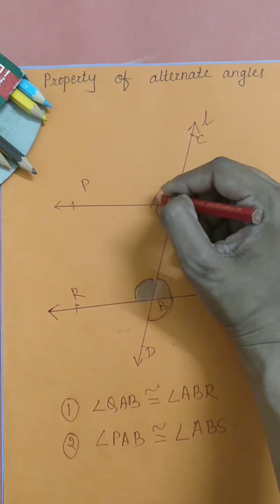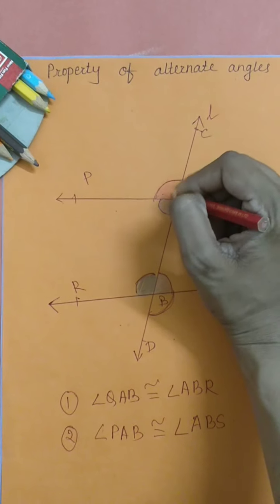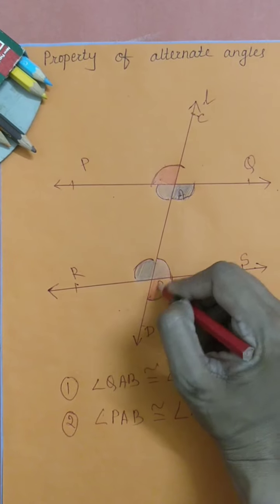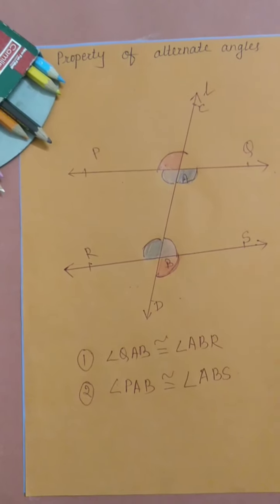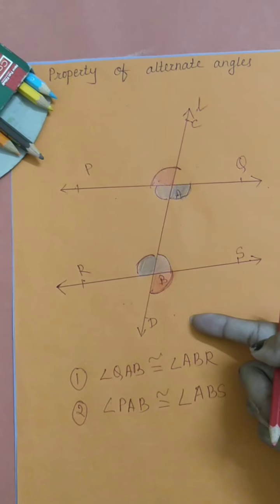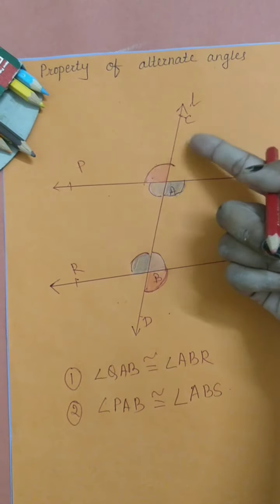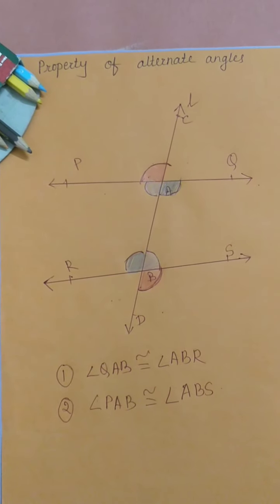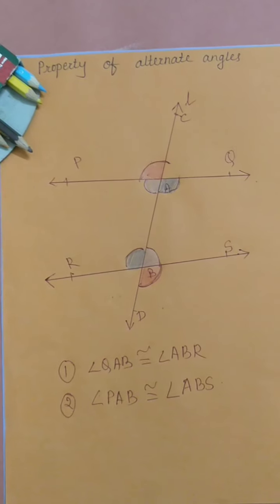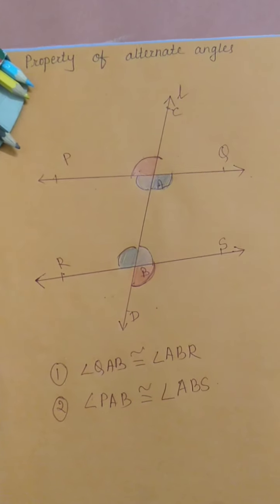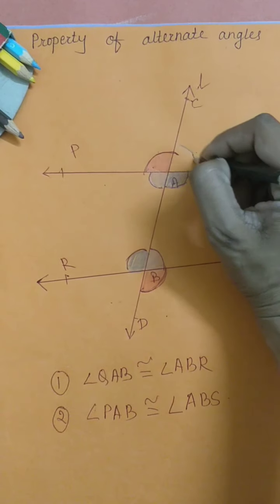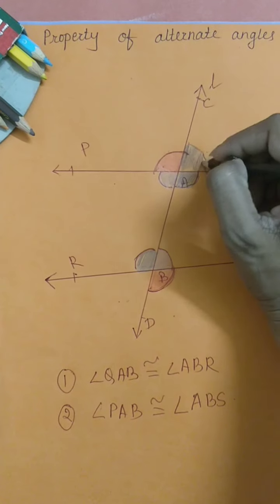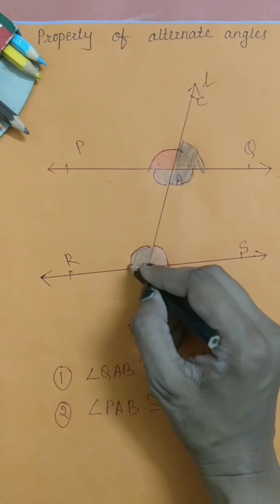Let's use red color. Yes, they're on the opposite sides of the transversal and also on the outer side of the parallel lines, hence they are exterior alternate angles. And we have one more pair which we are going to represent with the help of black color, I guess. So this angle. You are going to do this activity and show it to me.